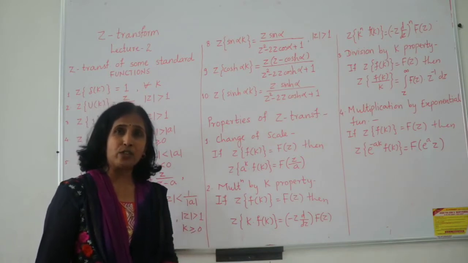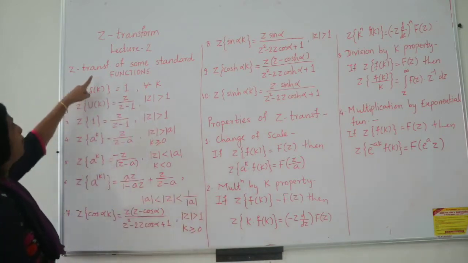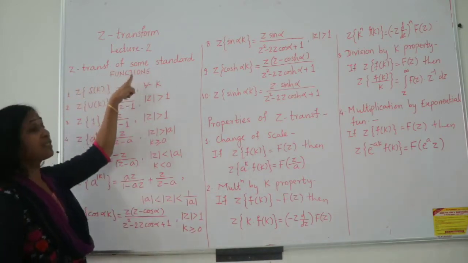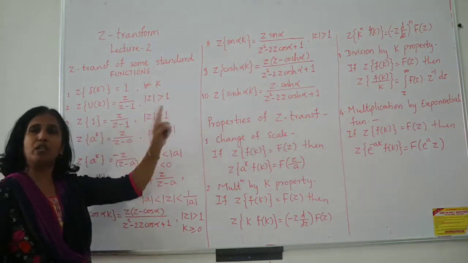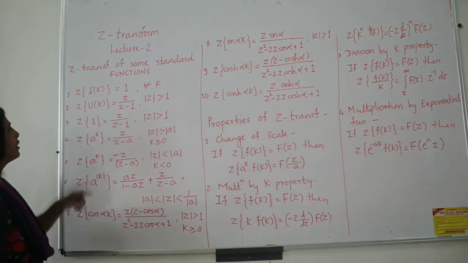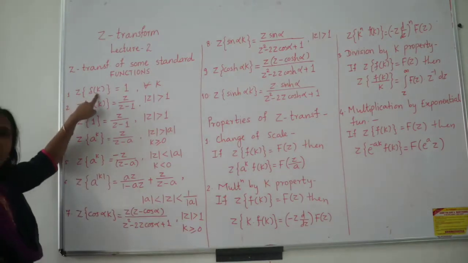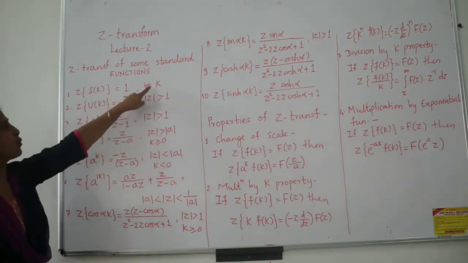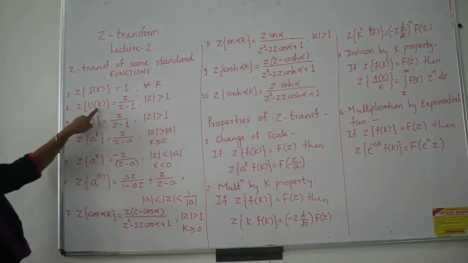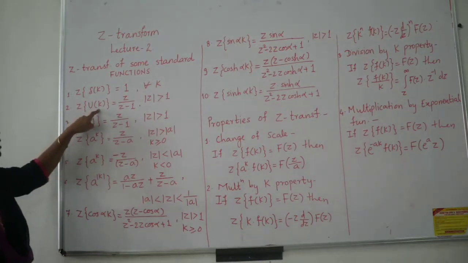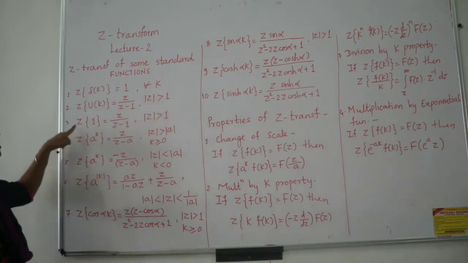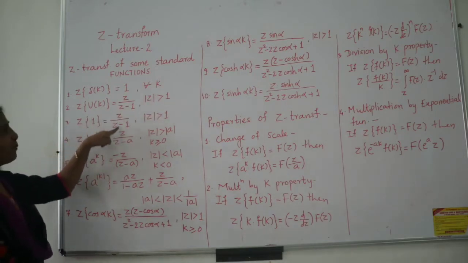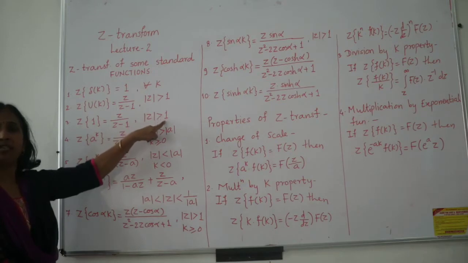certain combinations of functions. So see, we have Z transform of some standard functions. Z transform is applicable only for such type of functions. We are not able to change them. Okay, so see, Z transform of Dirac delta function is 1 for all values of k. Z transform of UK, that is the unit function, is Z upon Z minus 1 when mod Z is greater than 1. Z transform of 1 is Z upon Z minus 1 when mod Z is greater than 1.